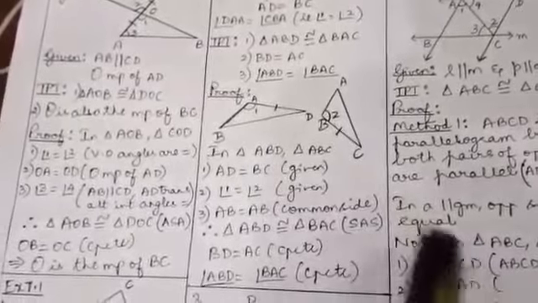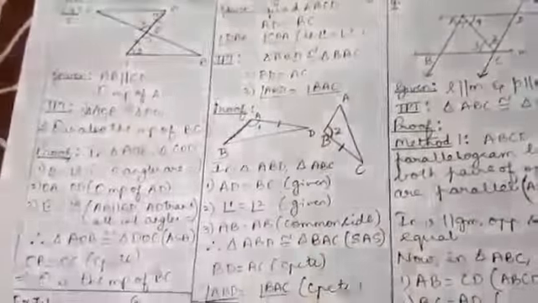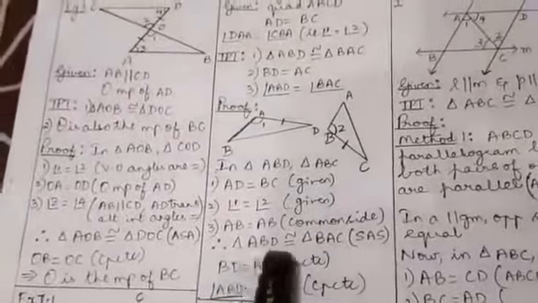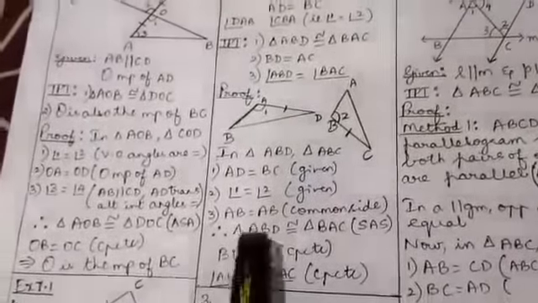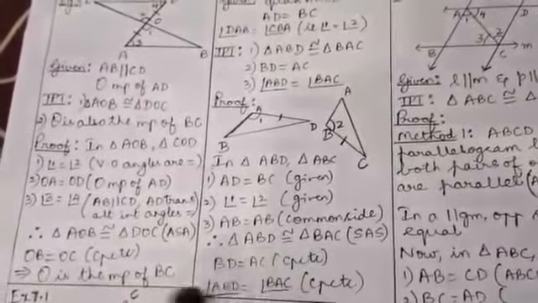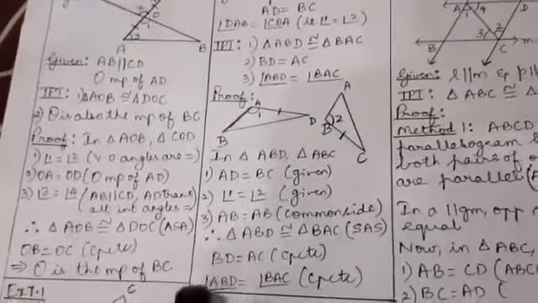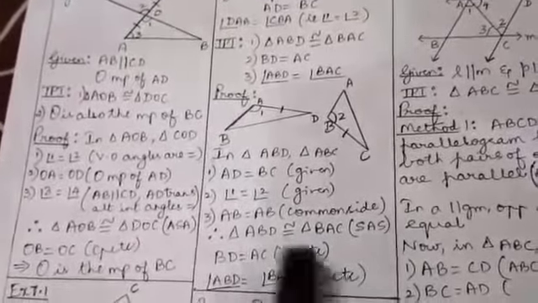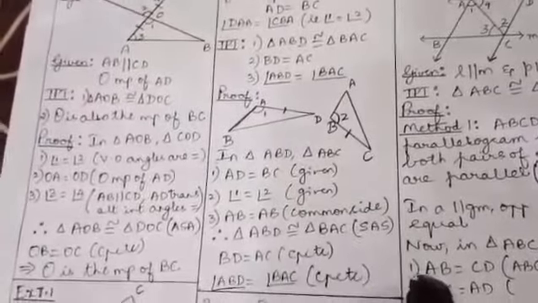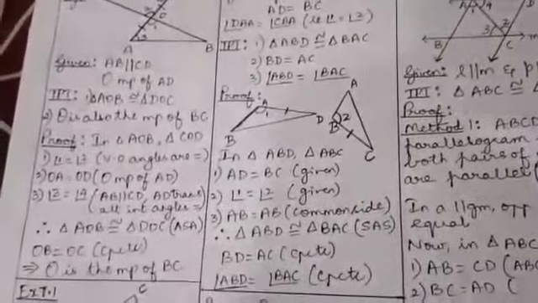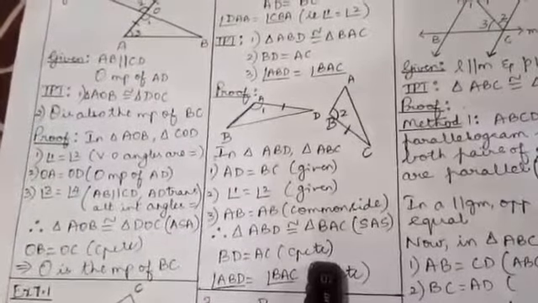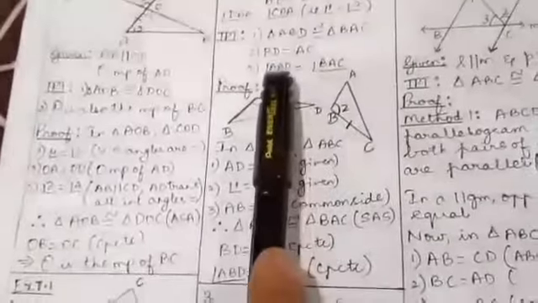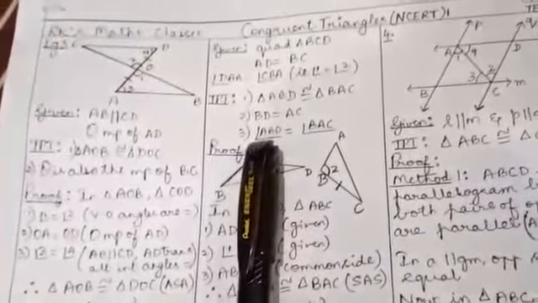What next? We need to show that BD equals AC. Just check that here. See here, BD equals AC. Why? Because the triangles are congruent to each other, their corresponding sides are equal and their corresponding angles will also be equal. Now BD and AC are the corresponding sides of the two congruent triangles. Hence BD equals AC. So what's the reason you would give? CPCTC.